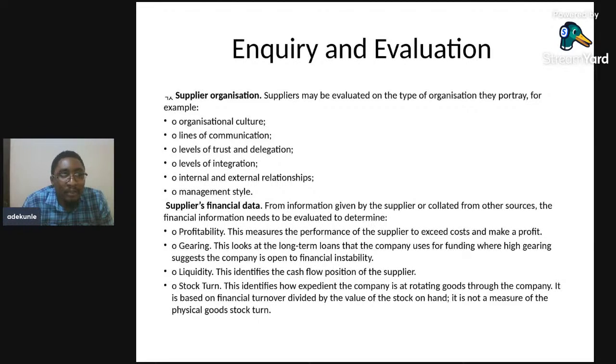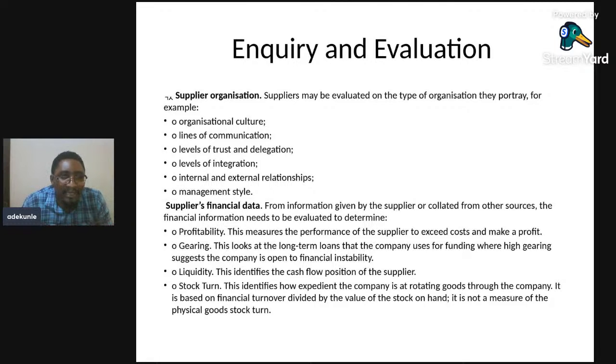All right. You can also evaluate your supplier based on their financial data. Appraise them based on their financial data, information given by the supplier or collected from other sources. You want to appraise and evaluate them to determine their profitability and their gearing, looking at the long-term loans that the company uses for funding, and whether their loan level is very high.